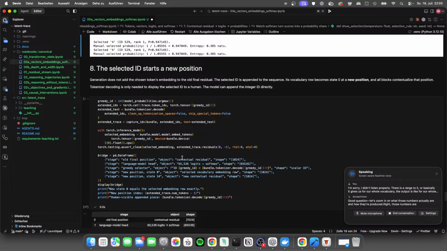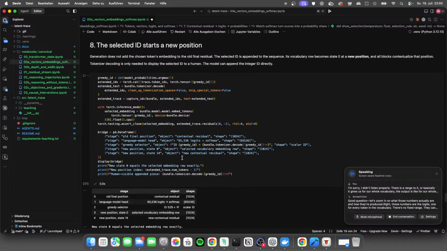Good question. Let's zoom in on what those numbers actually are and how they're produced. Right. Those numbers are the logits, one for every token in the vocabulary. There's no fixed range. They can be big or small, positive or negative. The model just outputs a score for each token.